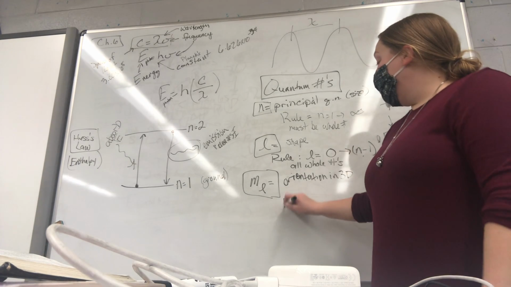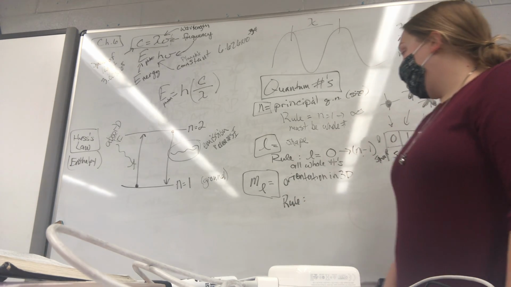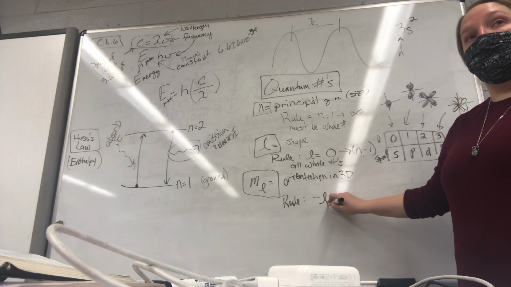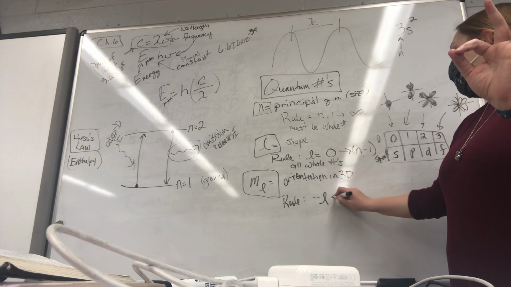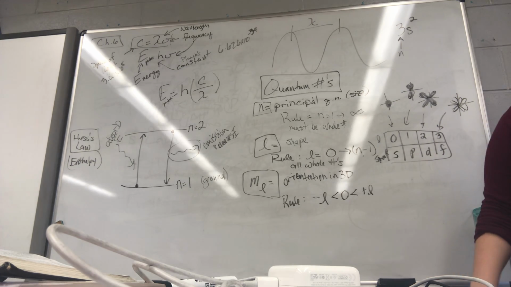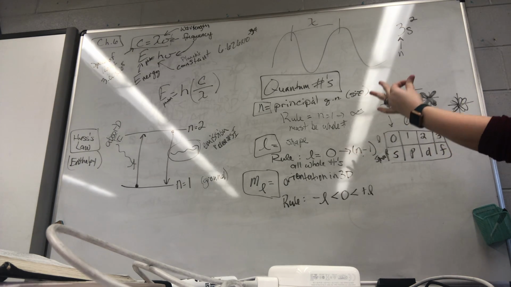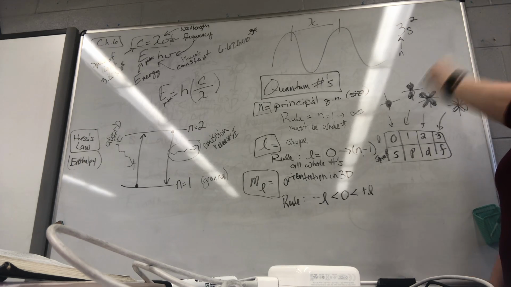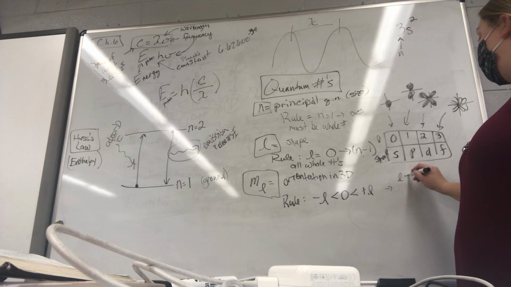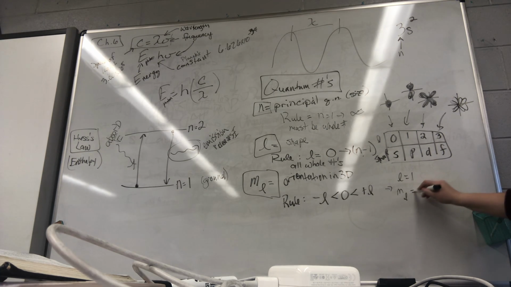Okay? The rule for M sub L values is that they range, all whole numbers, from negative L to 0 to positive L. If L is 0, what is the value of M sub L? 0. Okay? So if L is 1, what are the M sub L values? There you go. So three orientations for a p orbital. Remember that?